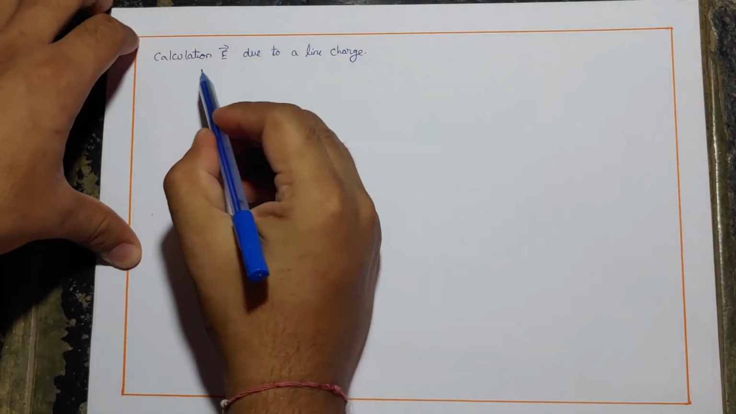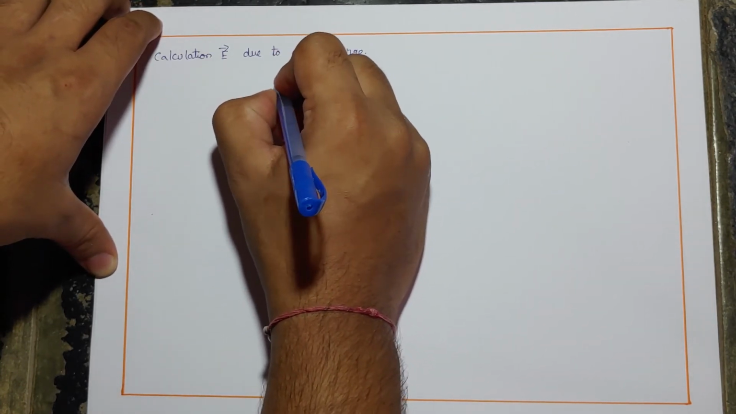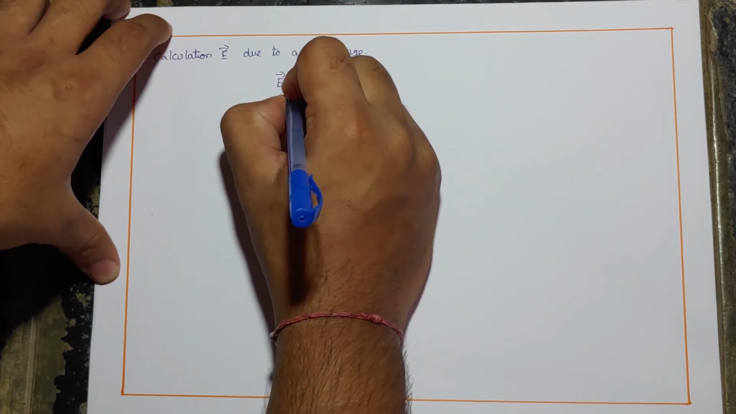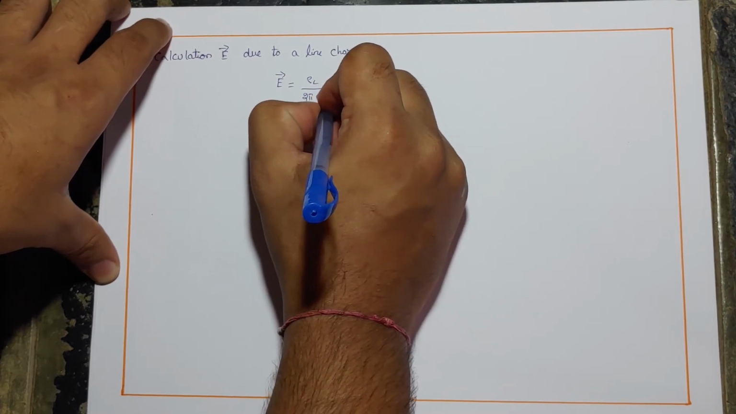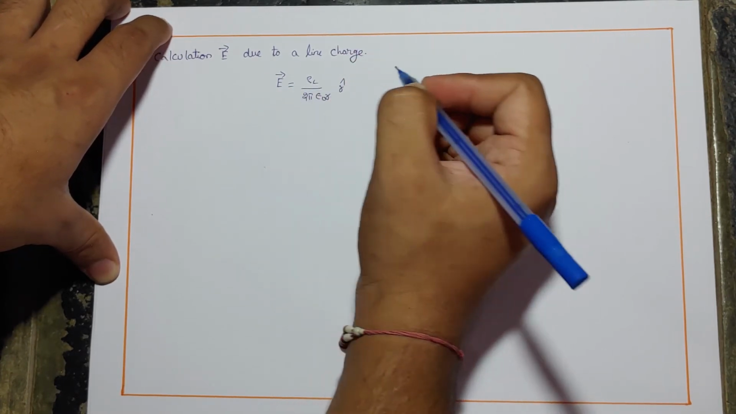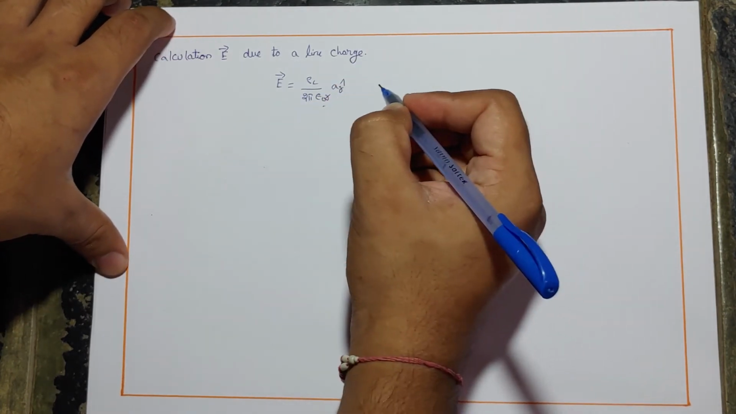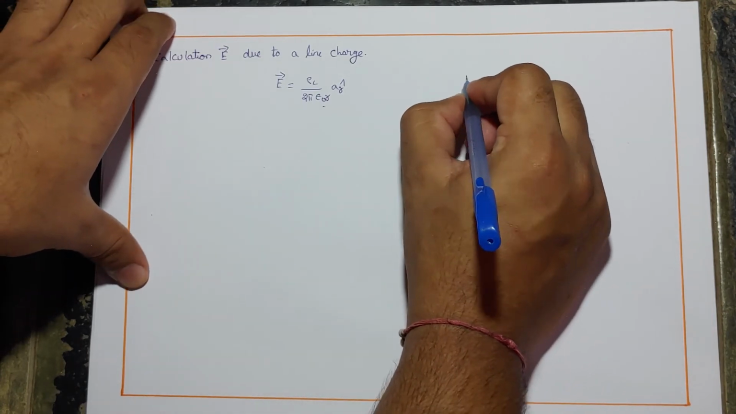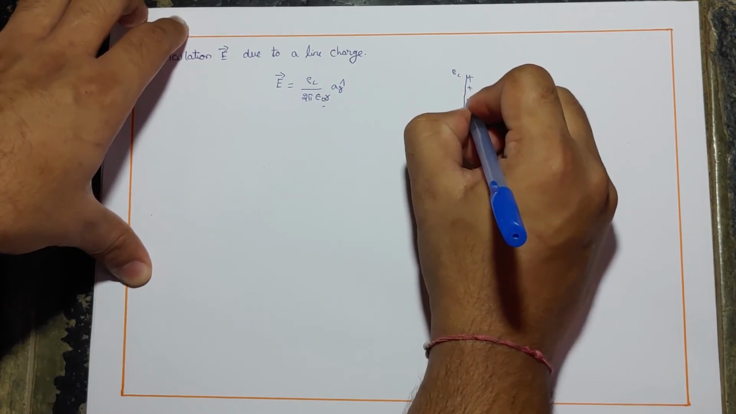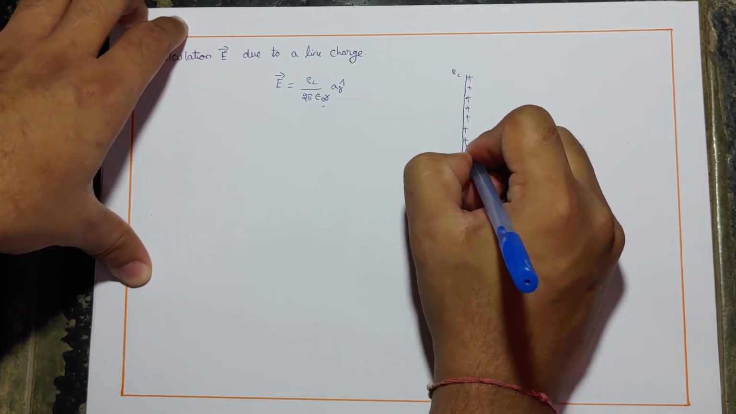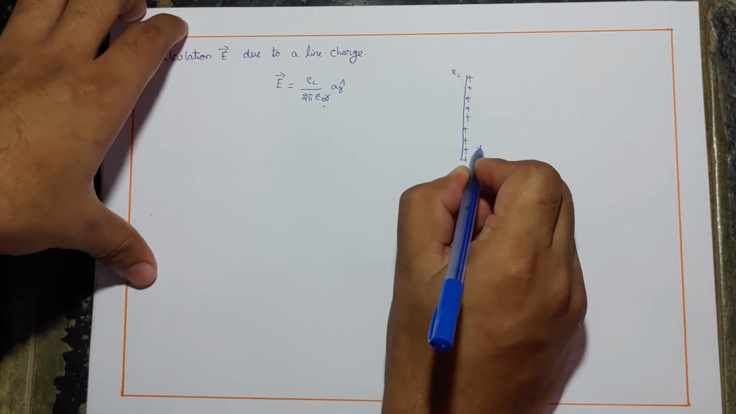Now let us do calculation of electric field due to a line charge. We know that electric field due to a line charge is equal to rho L by 2 pi epsilon naught times r into r cap, which is a unit vector. Now let us find it using the Gauss law. Let us take a line charge rho L with a positive charge on it. Now let us consider a cylindrical surface around it.